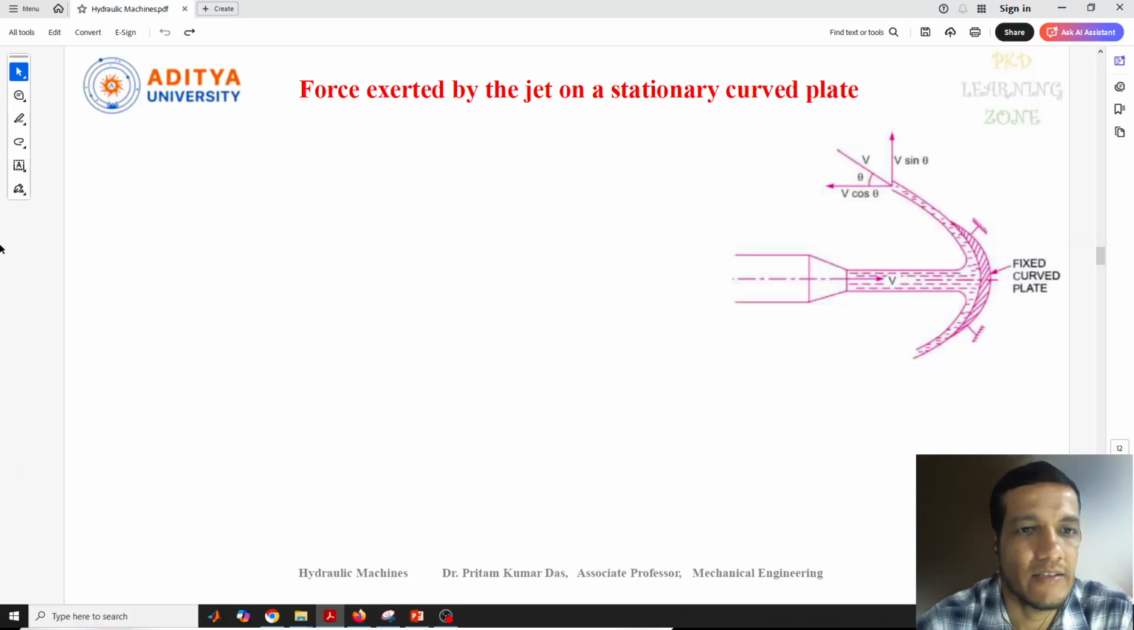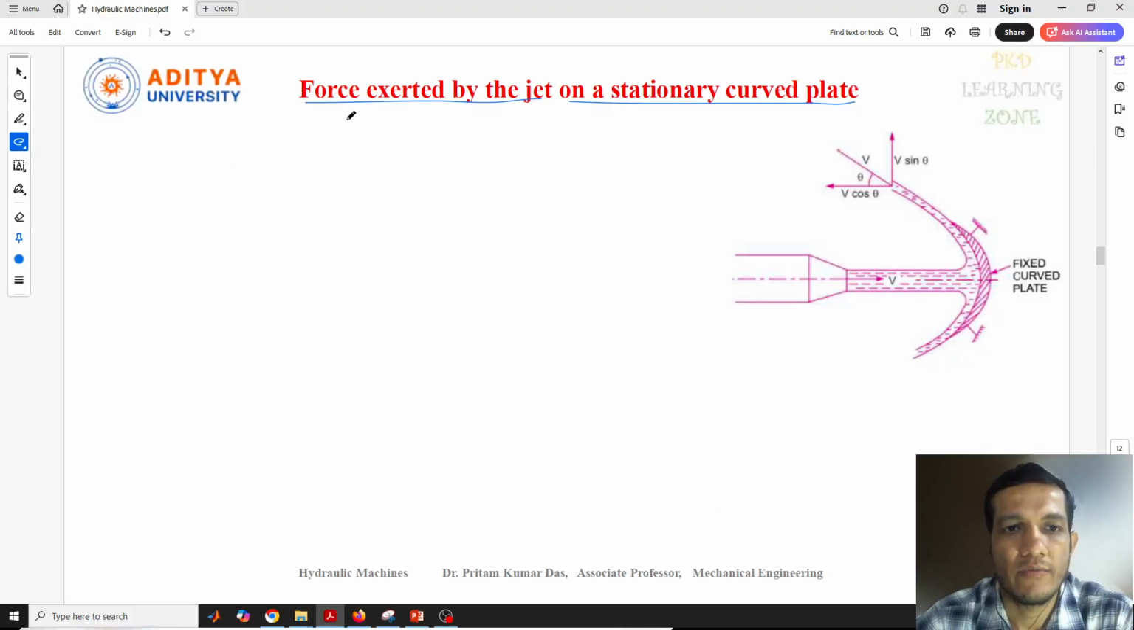In this lecture, we discuss a concept regarding the force exerted by the jet on a stationary curve plate. Previously, we have already discussed the force exerted by the jet on a stationary flat plate, like the vertical plate and the inclined plate. Now we are going to discuss the curve plate. This is also categorized into three types.